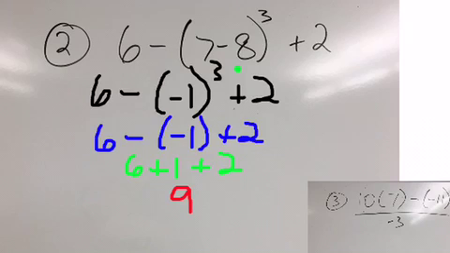So that's the second example. This one we actually had the parentheses. We had the exponent. Then we didn't have any multiplication or division, so we just added across. All right? Awesome. This is going great.